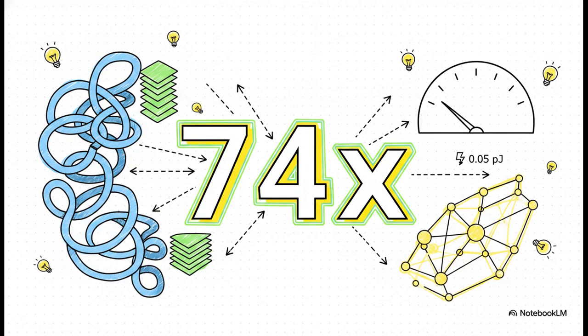And this brilliantly illustrates the ultimate payoff of all this exactness, which is just staggering. By converting those heavy, complex, non-Euclidean curves into pure, exact algebraic integers, we aren't just achieving perfect accuracy. We achieve a 74 times reduction in metabolic energy per operation. We are talking about dropping the energy cost down to an astonishing 0.05 picojoules. It's an absolute paradigm shift for network efficiency.